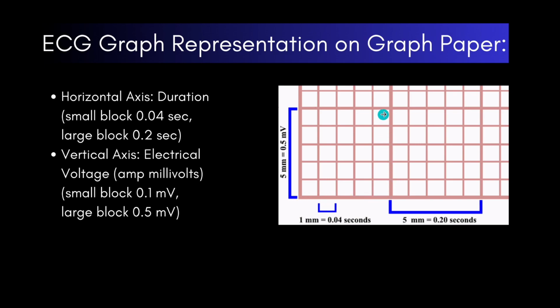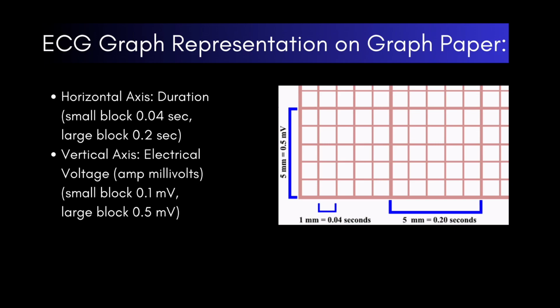So small block, large block. A large block is typically made out of 25 small blocks. So 25 small blocks make up one large block. One small block is one small block. Pretty easy. And yeah, that's all I have for ECG graph representation on the graph paper.